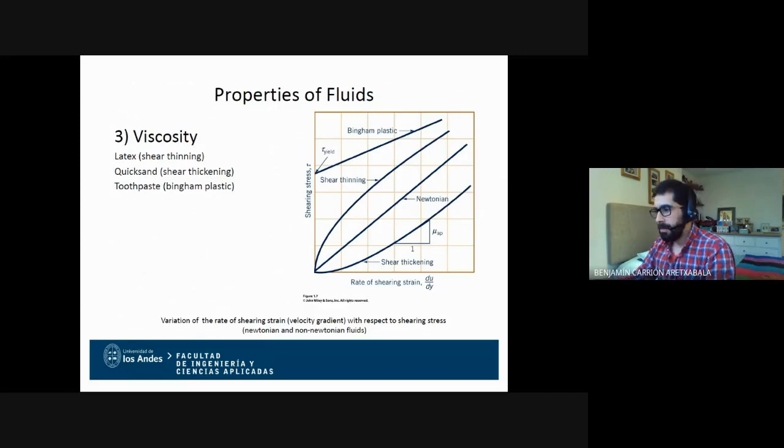Okay, and as you can see here, there's a straight line showing a Newtonian fluid in which the shear stress tau is proportional to the shear strain, to the deformation. So it's a straight line. If you're able to measure in an experiment the deformation of the fluid and the stress that you're exerting onto the fluid, and you plot those points, they should follow a straight line.